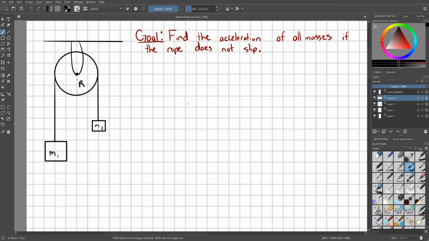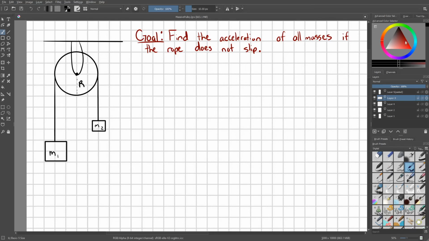Hey everyone, today I want to talk about another little fun problem. So the goal of this problem is pretty simple. We're trying to find the acceleration of these masses m1 and m2 that are attached to a massive pulley, which is a disk with radius r. So the rope does not slip on the pulley, which means that every distance x that the string moves, the pulley also rotates that same distance x.